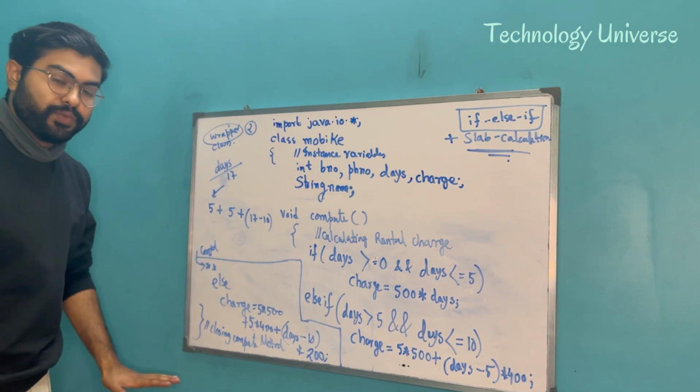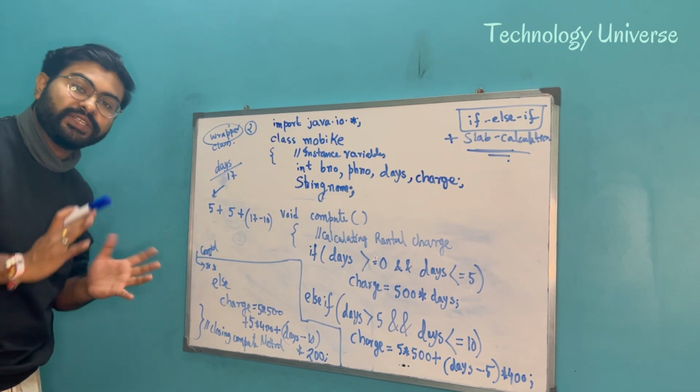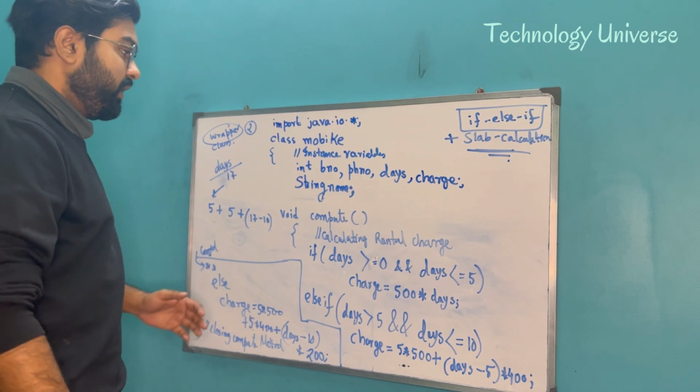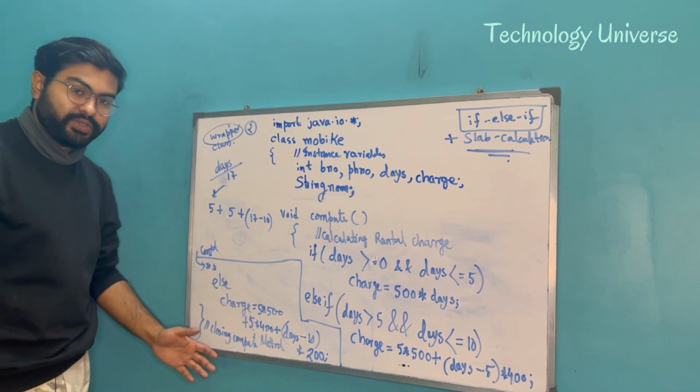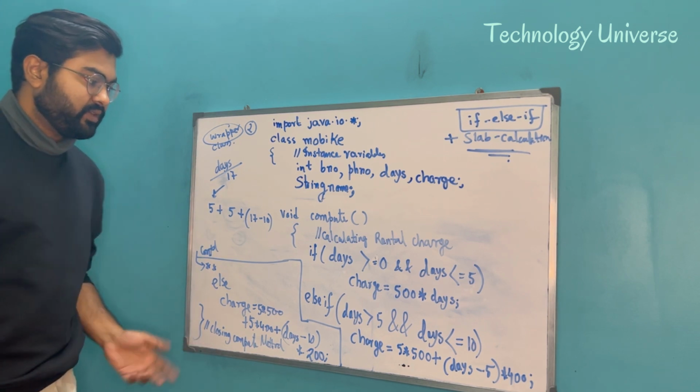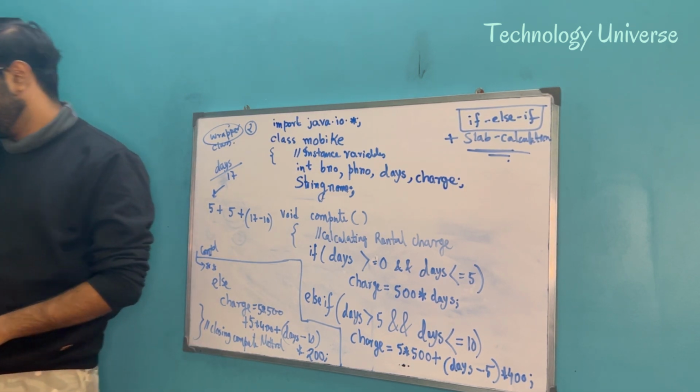So we are done with the compute method. The slab calculation is being done. Now we are left with displaying the details, that we would see next. But for now, if you have not written this program, take a screenshot or write the code, and next we would look at the void display method.